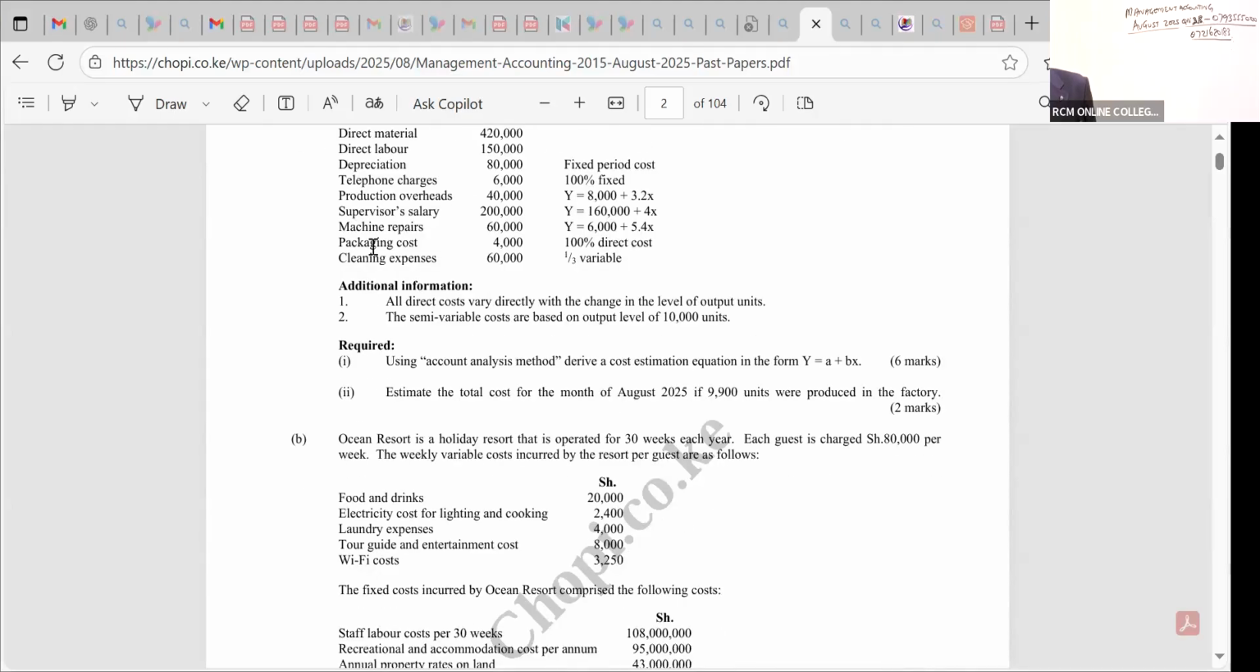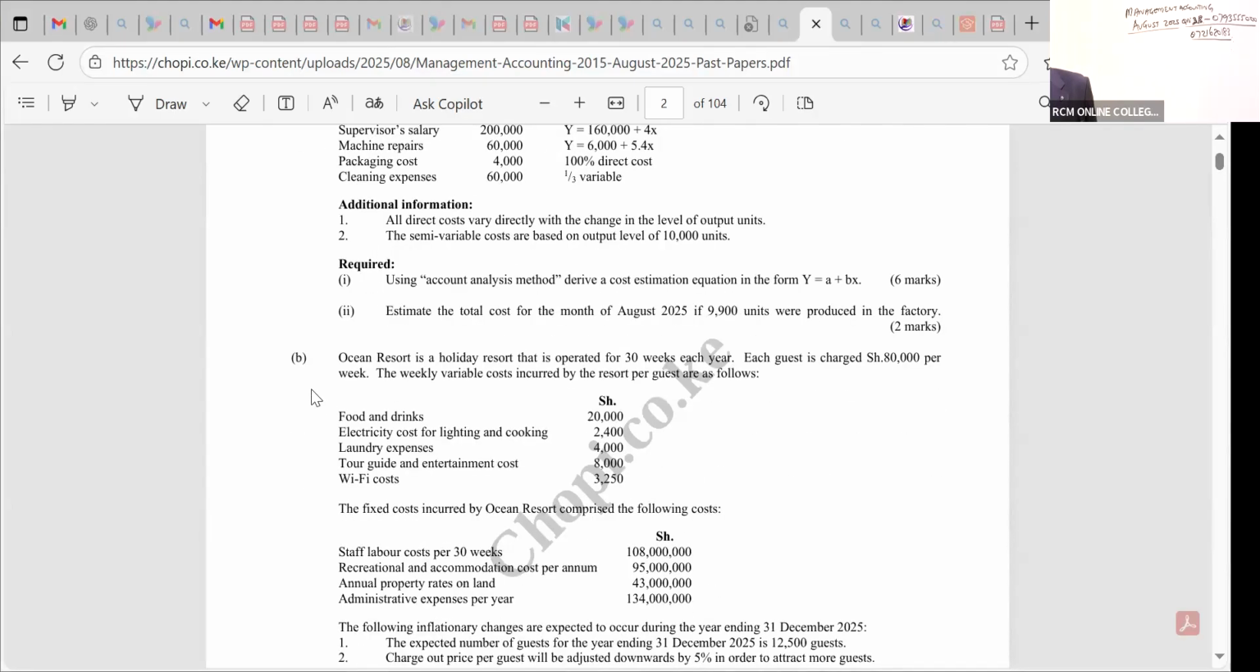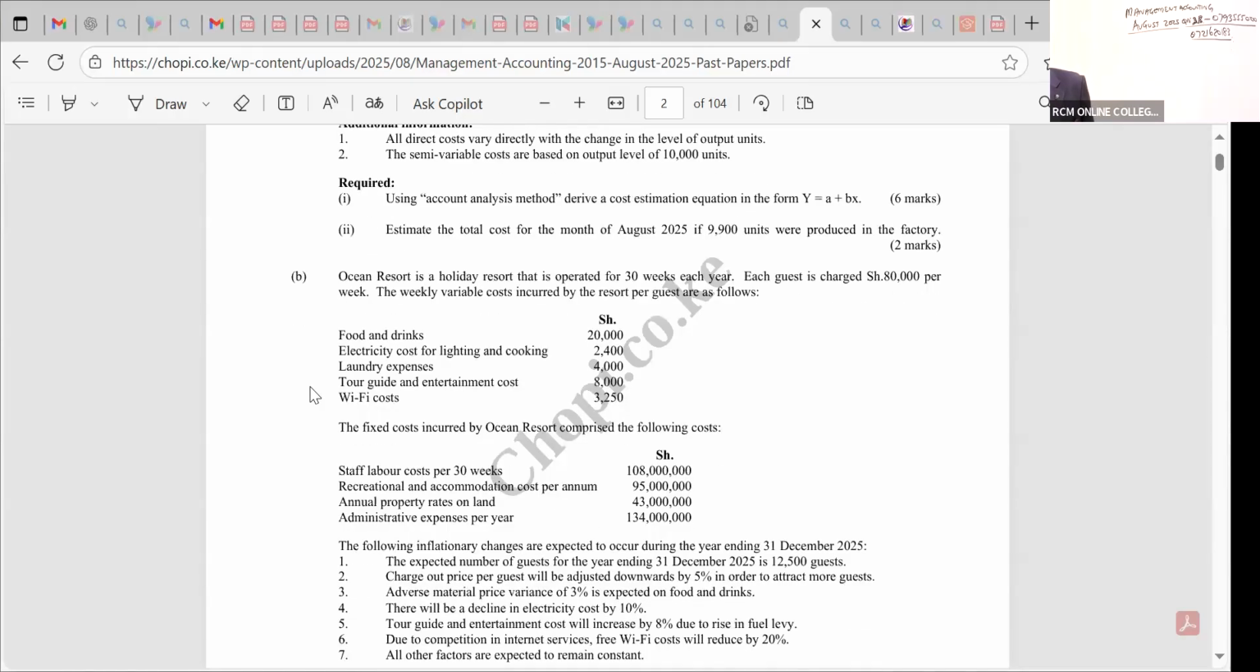Remember, we are done with A. So today we are looking at part B of this question. So this is Ocean Resort. It is a holiday resort that is operated for 30 weeks each year. Each guest is charged 80,000 per week. The weekly variable costs incurred by the resort per guest are as follows: food and drinks, electricity cost for lighting and cooking, laundry expenses, tour guide and entertainment, Wi-Fi costs.